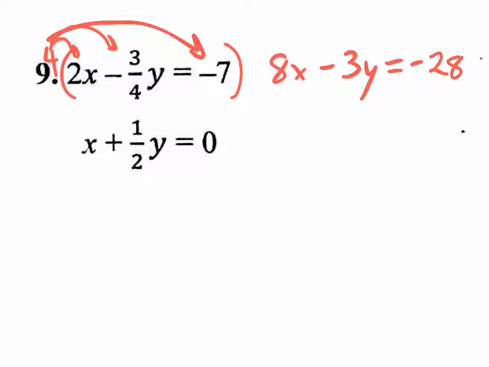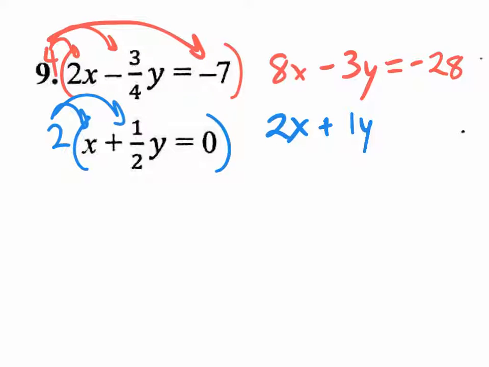And you could do the same for the bottom one. You could multiply this bottom one by 2, and it'll give you a new equation. 2 times x is 2x. 2 times 1/2, again, the 2 and the 2 down here eliminate, so you're just going to have a positive 1y left over, plus 1y, and then 2 times 0 is still 0.